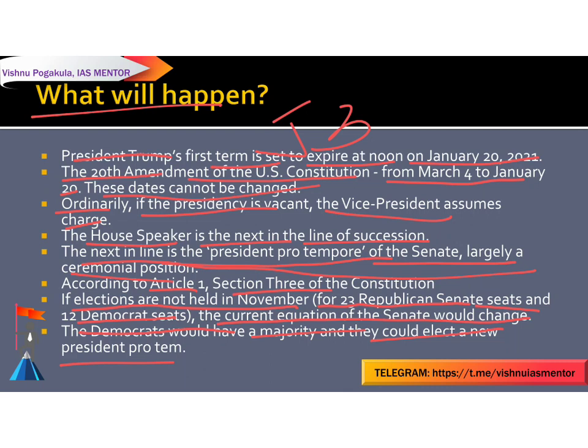If the president post is vacant, it should be the vice president. After the vice president, the next in line is the House Speaker. After that is the president pro tempore. This president pro tempore is chosen by the Senate, and is supposed to act in the absence of the vice president. So if the elections are not held in November, the current equation of the Senate would completely change, and the Democrats would take over the majority and could elect the new president pro tem.